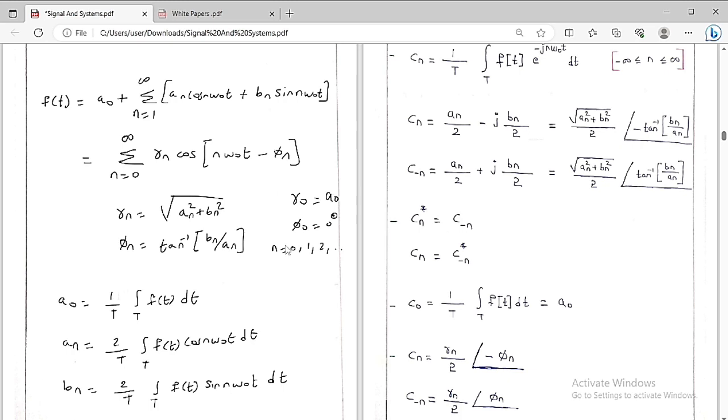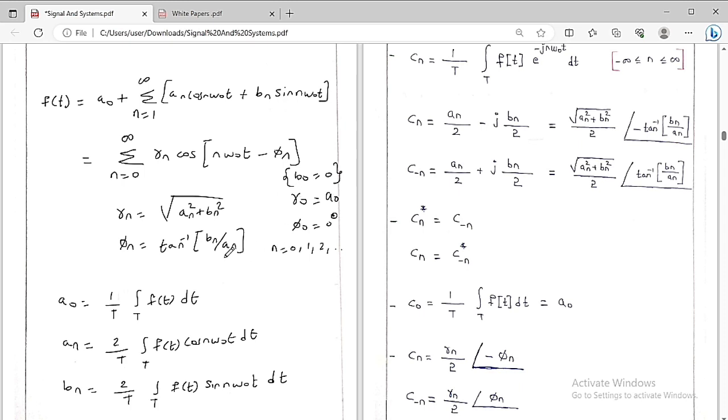But if you substitute n = 0, then R0 = a0, because we have assumed b0 = 0. Then what is phi0? As b0 = 0, phi0 is equal to 0 degree, and R0 = a0. So as we have assumed b0 = 0, therefore R0 = a0 and phi0 = 0 degree, as you can see clearly. This is what we have assumed for n = 0.